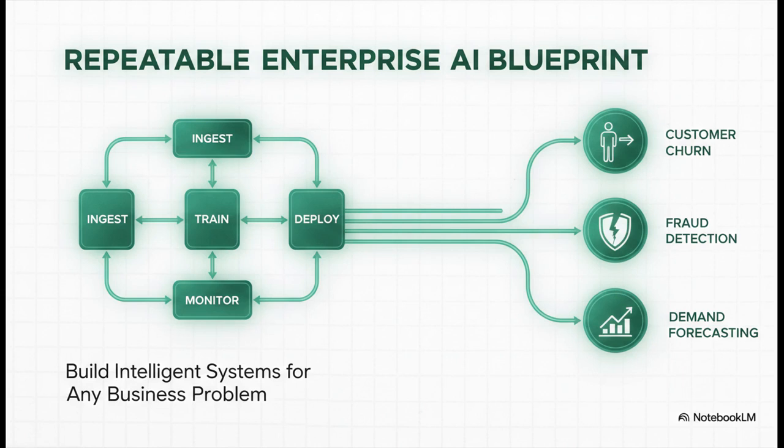And here's what's really powerful. This blueprint isn't just for predicting churn. It's a repeatable pattern. You can use it for fraud detection, for demand forecasting, or pretty much any other major business problem you can think of. It's the key to moving beyond one-off projects and toward building truly intelligent systems at scale.